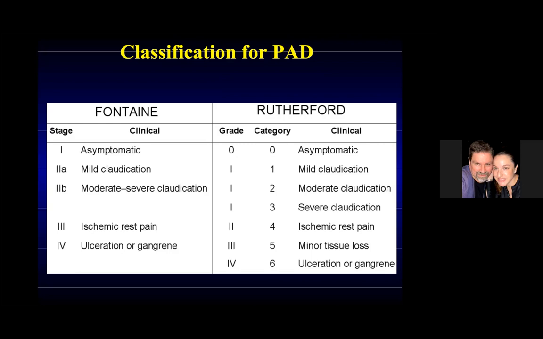The stage 2A and 2B, these are 2A, mild claudication, which you guys understand already what claudication is, and then moderate to severe claudication. Stage 3 is ischemic rest pain. It's that patient that has severe atrophy, skin changes, thickened nail ridges, and a bright red foot, okay? Or maybe even a pale foot with some red tinges.